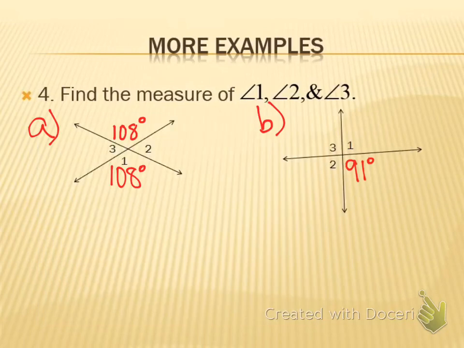Alright, so because angle 1 is vertical to the angle we knew, it has to be the same. So those are both 108. Okay, do you want to tell me 2 or 3?